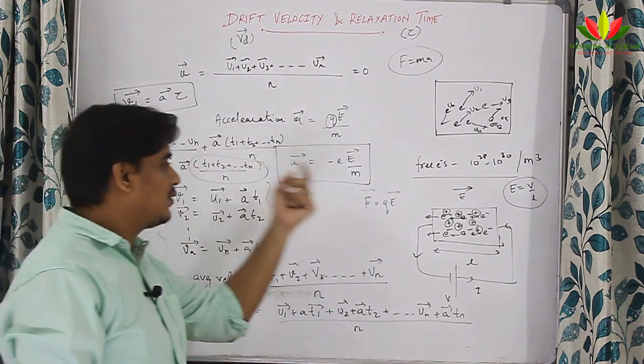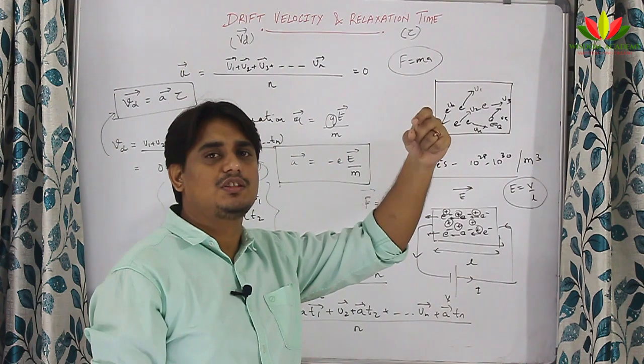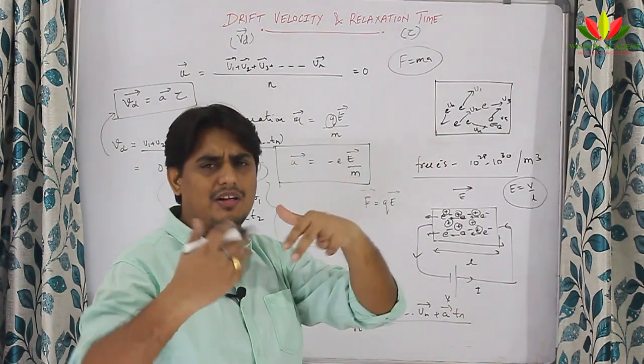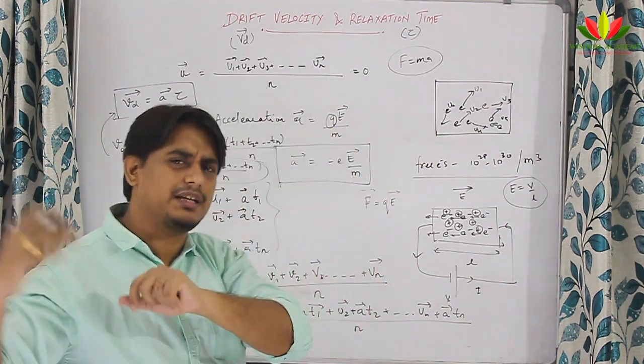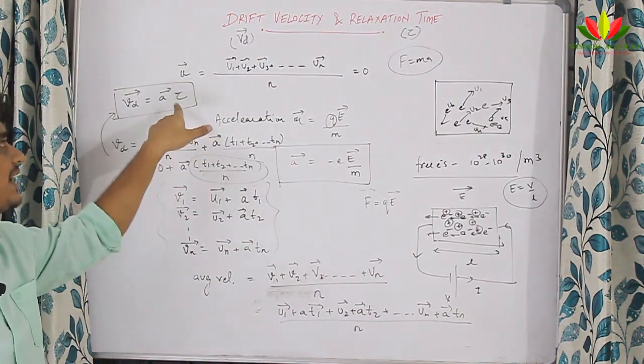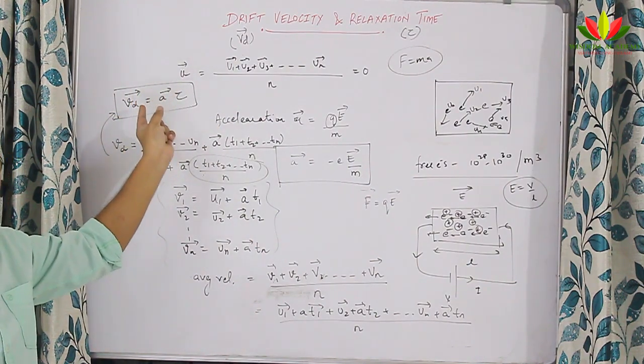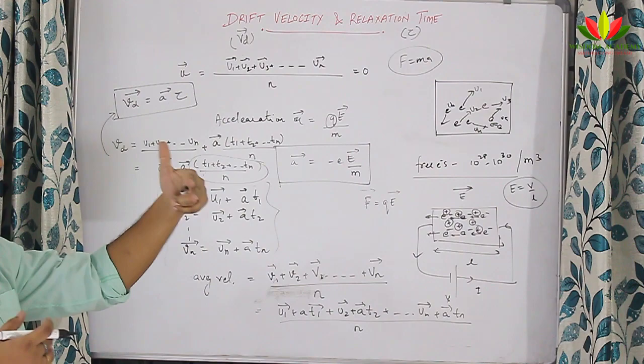Suppose one electron takes time T1 for collision, the second electron takes time T2, and all the electrons take times T3, T4 up to Tn. If you take the average of all those times, that time will be known as relaxation time, and drift velocity is A into tau. A is the acceleration of these particles.